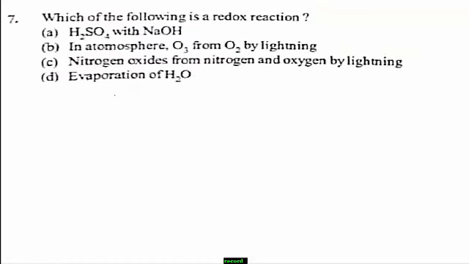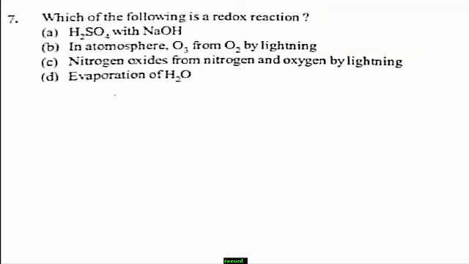Next question number 7. Which of the following is a redox reaction? Option A, H2SO4 with NaOH. Option B, in the atmosphere, O3 formed from O2 by lightning. Option C, nitrogen oxides formed from nitrogen and oxygen by lightning. Option D, evaporation of water. This is a theoretical question. See my points one by one.